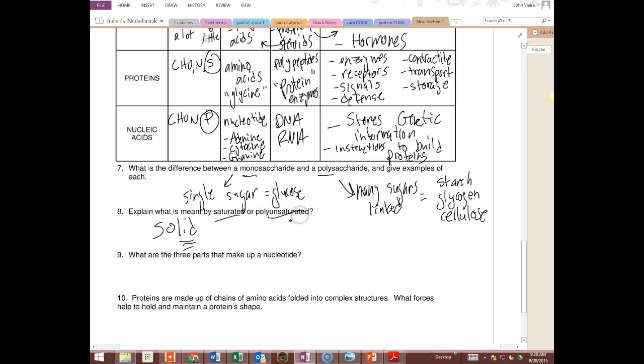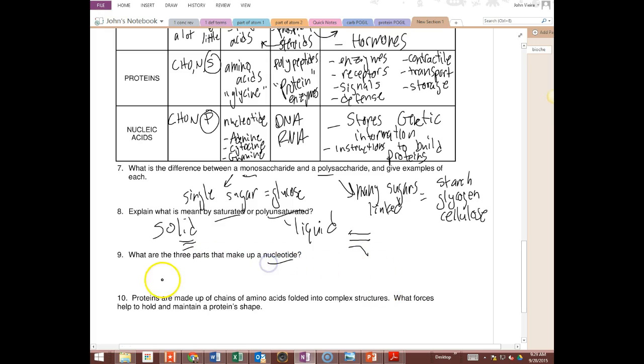A saturated fat is solid at room temperature because it has those 3 straight fatty acids. A polyunsaturated fat is liquid at room temperature because one of those is going to have a kink. See how straight my lines are? Let's do this again. There's a saturated fat. Here's an unsaturated fat. Right?